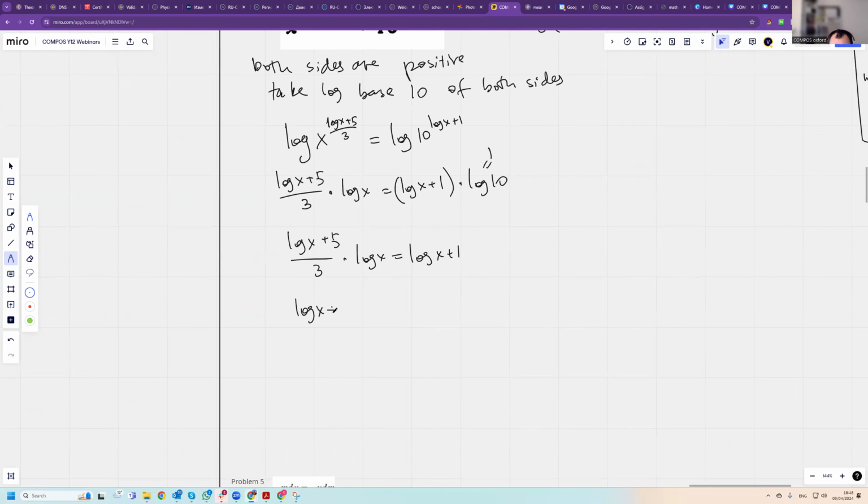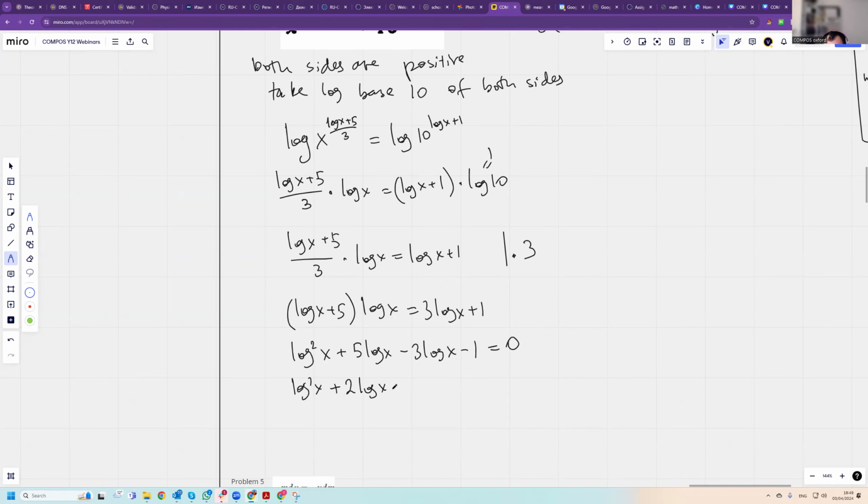So it's log x plus 5 times log x equals 3 times log x plus 1. Let's open the brackets. So log squared x plus 5 log x minus 3 log x minus 1 equals 0. So log squared x plus 2 log x minus 1.